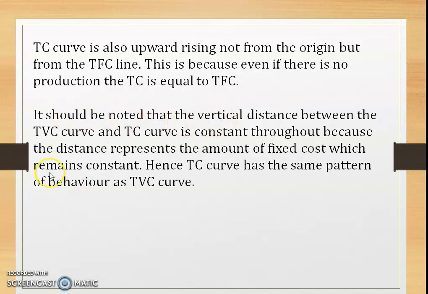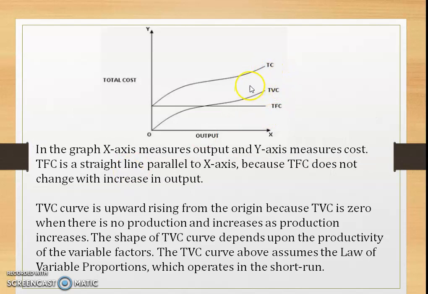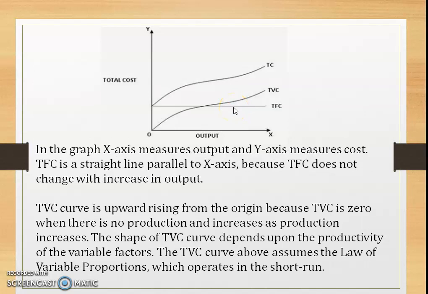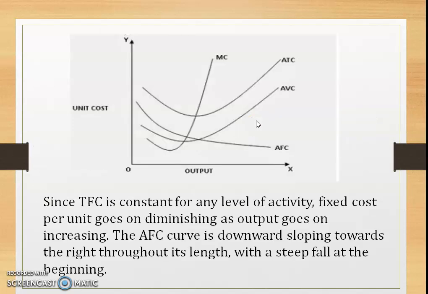It should be noted that the vertical distance between the TVC and TC is constant throughout because the distance represents the amount of fixed cost, which remains constant. Hence, the TC curve has the same pattern of behavior as the TVC curve. Look at here, the TVC and TC have the same behavior. So now I have explained the graphical representation for all the total costs, the TC, TVC and TFC. Now I'm going to show the graphical representation for all the average costs and the marginal cost.